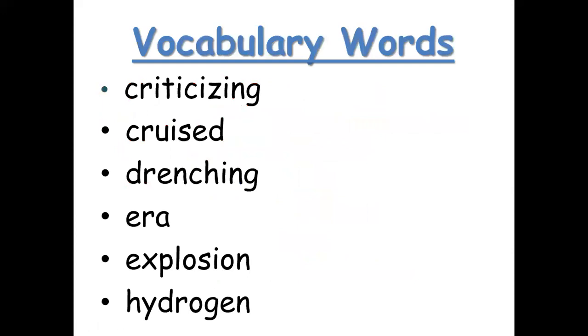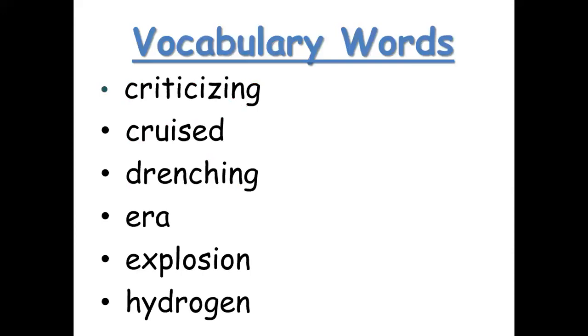The first one is spelled C-R-I-T-I-C-I-Z-I-N-G. Criticizing. The second word is spelled C-R-U-I-S-E-D, and it is pronounced cruised. The third word is spelled D-R-E-N-C-H-I-N-G, and it is pronounced drenching.